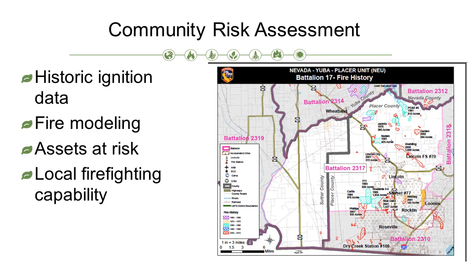The community risk assessment is based on historic ignition data, where the assets are, what the firefighting capability is, and then the use of a computer model to essentially burn the landscape and find out where the assets are likely to be affected.